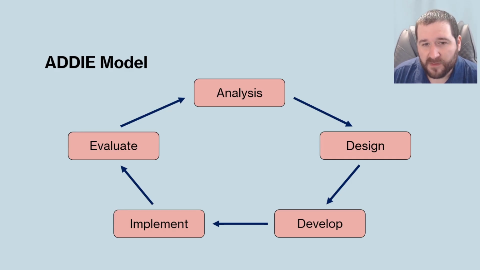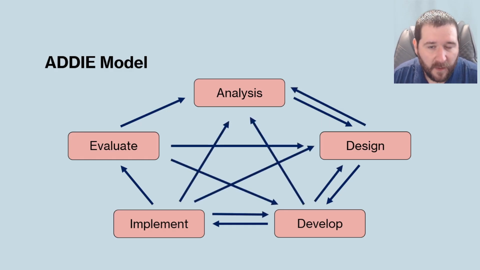But ADDIE is also a dynamic process, which means at any point we can go back to the beginning or go back to another stage as new information becomes available. Okay, so the ADDIE model, although it starts off in this nice linear fashion, it ends up a little more complicated once we start considering our ability to jump back a step.